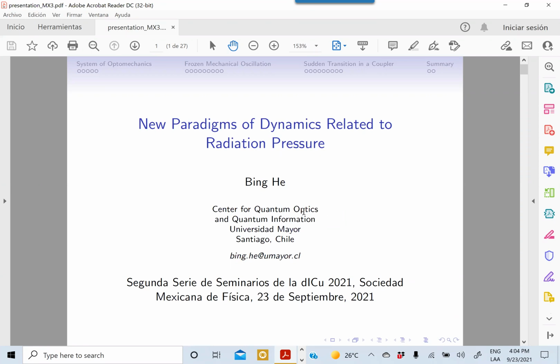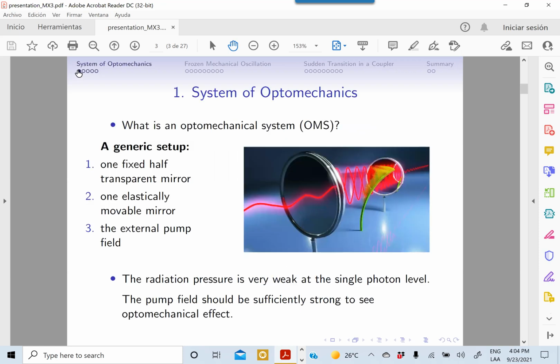Thank you for the introduction of our moderator, and thank you all for attending this talk. This talk is about a couple of dynamical phenomena in optomechanical systems. Before we talk about those dynamic scenarios, I will give a brief introduction of some basic knowledge of quantum and classical optomechanical systems. Okay, then we first look at what an optomechanical system is.